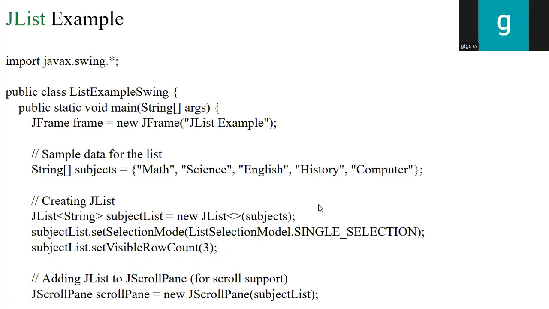Here I have created the string list for the subjects math, science, English, history, and computer, and a list for this string. We have to use this syntax, that is, the triangular brackets should be there. Next, when single selection should be there, then it should appear. When multiple selection is there, it should appear. For that, I have used the set selection method and set visible row count. Next, scroll pane to give the scroll bar to that particular list.